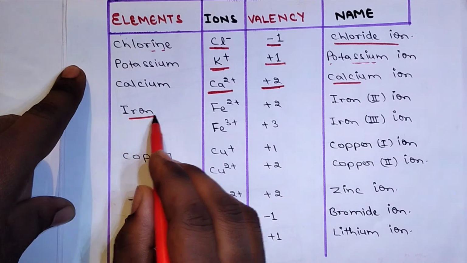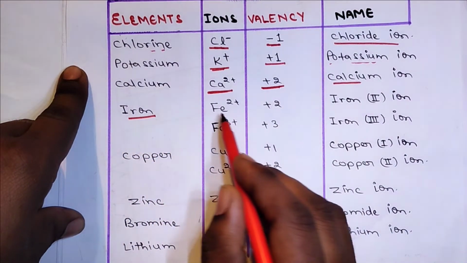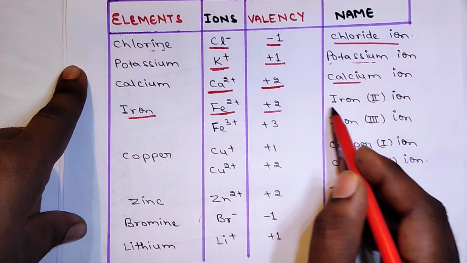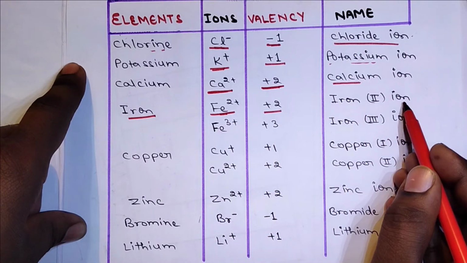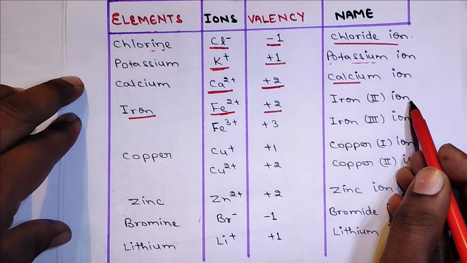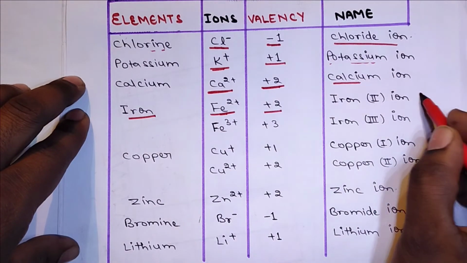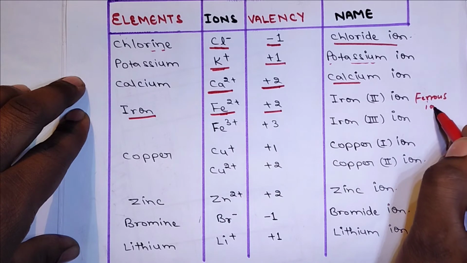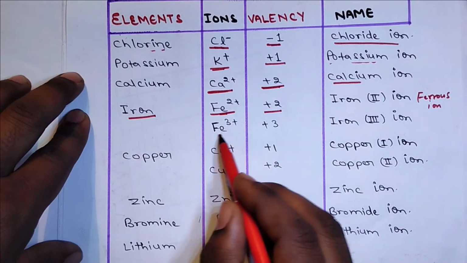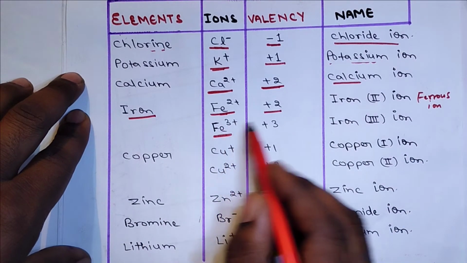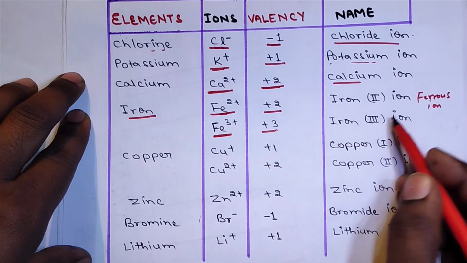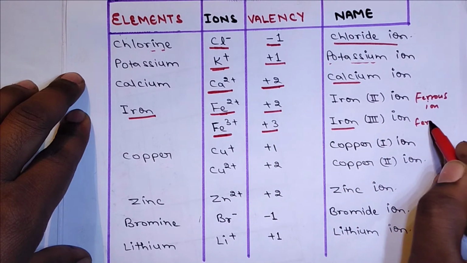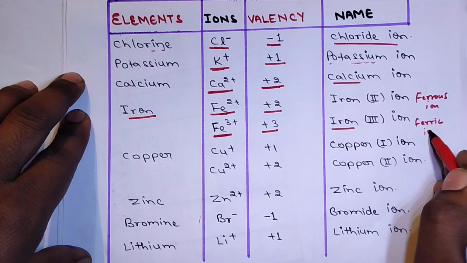Our next element is iron. It forms two ions. Fe2+: its valency is +2 and it is known as iron's second ion or ferrous ion. And if it forms Fe3+, then its valency is +3 and it is known as iron third ion or ferric ion.